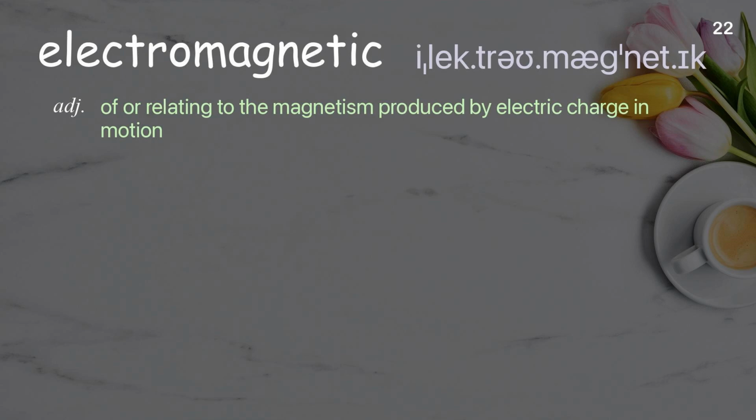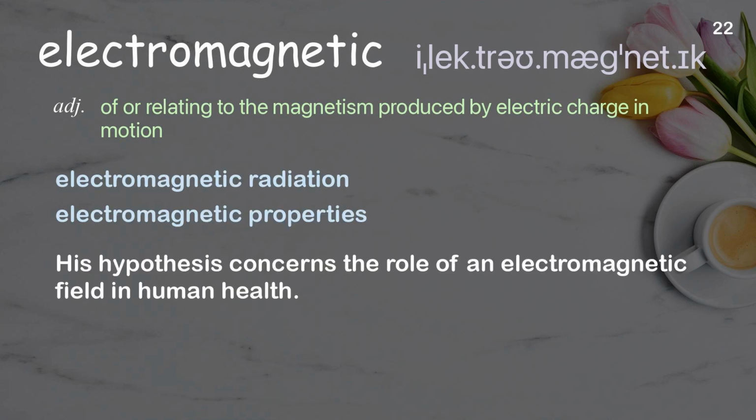Electromagnetic. Of or relating to the magnetism produced by electric charge in motion. Examples: Electromagnetic radiation. Electromagnetic properties. His hypothesis concerns the role of an electromagnetic field in human health.